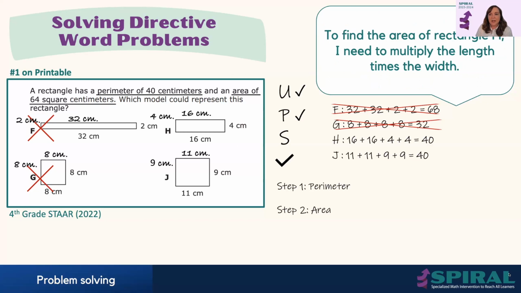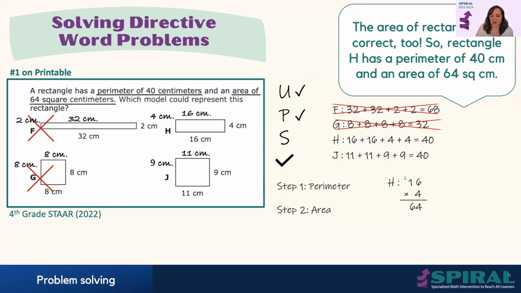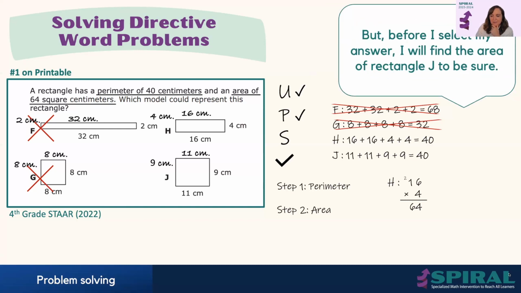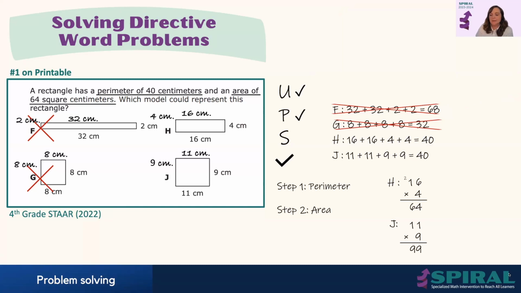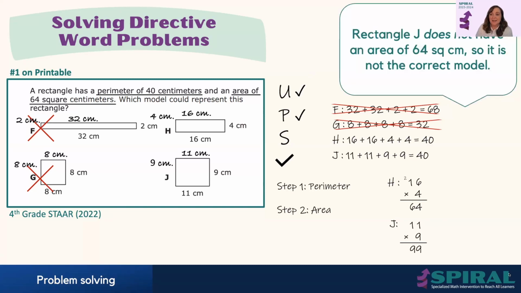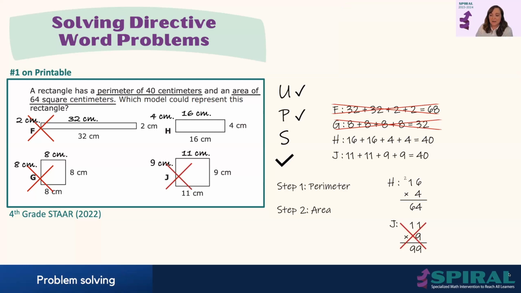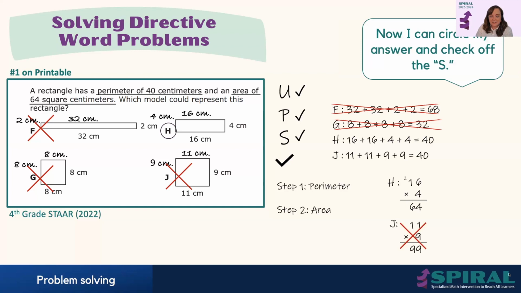To figure out the area, I need to multiply the length times the width. So if I do this for H, I do 16 times 4. 16 times 4 equals 64. Wow, well, this seems like a pretty good contender for answering this question, but I'm going to check that J also doesn't have an area of 64. So if I calculate the area for J, that's 11 times 9. 11 times 9 is 99. That is not the correct model, so I can go ahead and cross that out. And then that helps me identify that H is the correct response, and then I can check off the S. I have solved the problem.